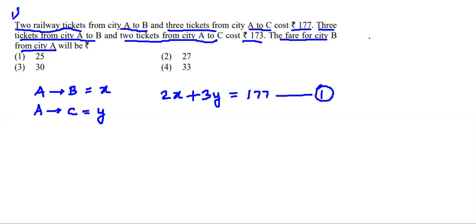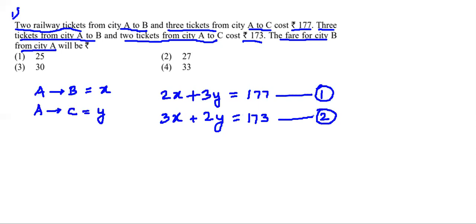Let's come to the second statement. There it is given to be three tickets from A to B and two tickets from A to C. That is the second statement with which we'll try to build the other equation. So here it says three tickets from A to B, that is 3 times X, plus two tickets from A to C, that is 2 times Y. This total cost is given to be 173. So let's call this one equation number 2.